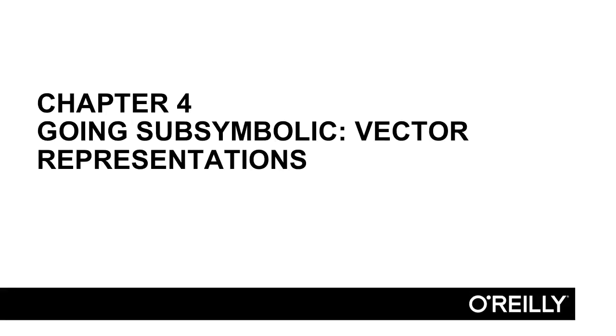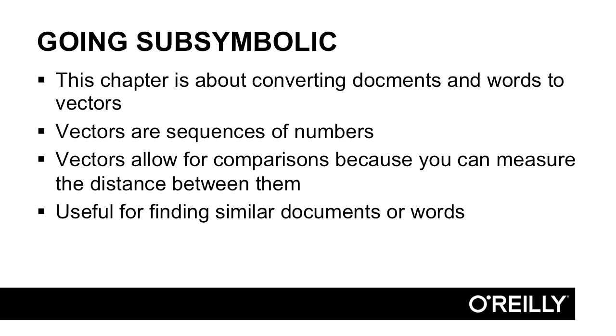In this chapter, we're going to look at vector representations, both vector representations of documents and of words. We're going to convert both documents and words to vectors. Vectors are sequences of numbers, and these vectors allow for comparisons because you can measure the distance between them. This means they're useful for finding similar documents and words.